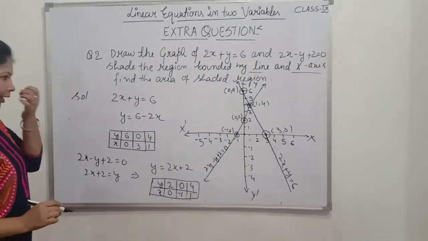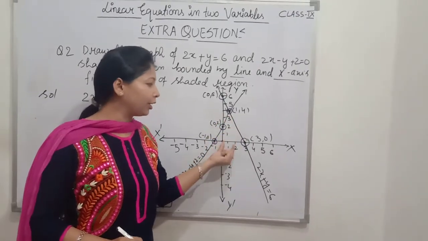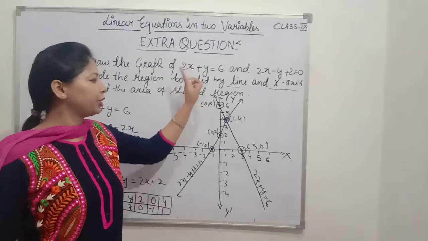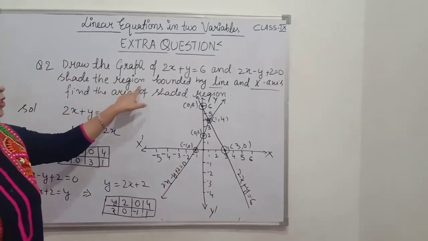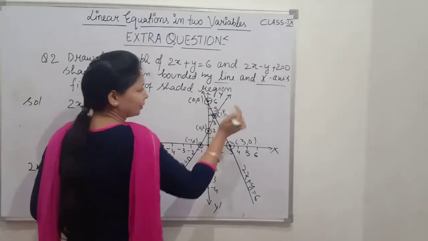So student, here you see the region. Do you see the region? This is the triangular region. My question is, draw the graph of these two equations. I first draw the graph of these two equations. Then shade the region bounded by the lines. Now I have to shade the region which is bounded by the lines.